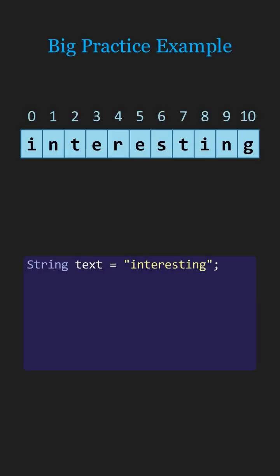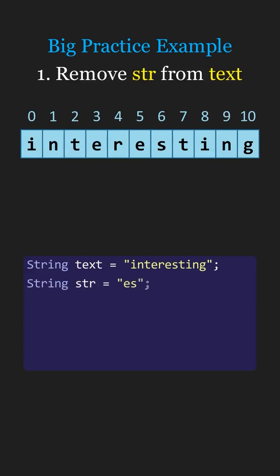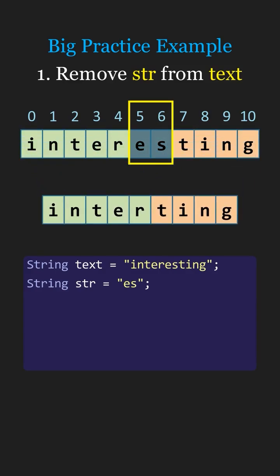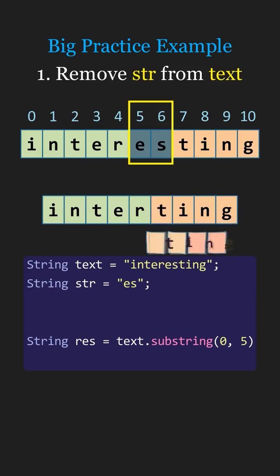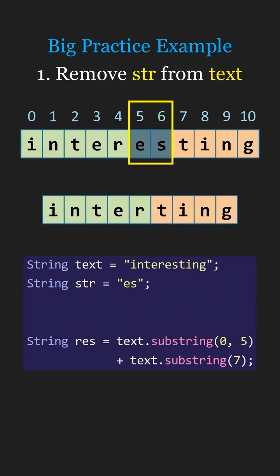Finally, let's try a big practice example. First, remove str from text. For example, if str is "es", then after removing it, you get "interting". We call it res. It is made up of 2 parts. The first part "inter" comes from text.substring from 0 to 5. The second part "ting" comes from text.substring from 7. To go further, 5 is the index of "es", which is text.indexOf(str).